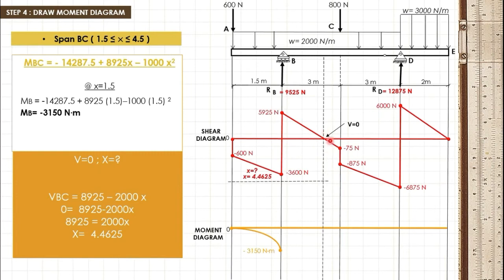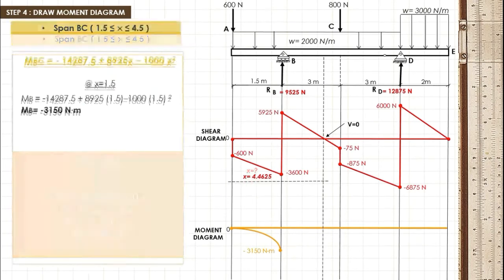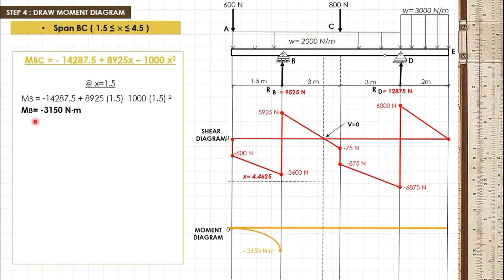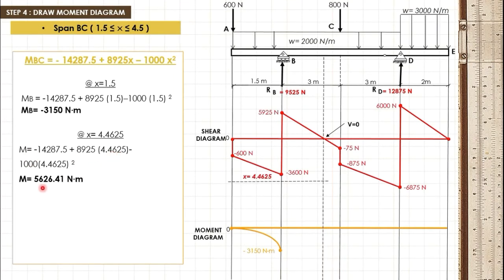So we can now compute for the moment at this point by using the value we have computed for x. By substituting the value of x to this moment equation, we get 5,626.41 Newton meter. Since we have a positive moment, we have to plot it above our reference line. Now at point C, where x is equal to 4.5 meter, by substituting the value of x to this moment equation, we get 5,625 Newton meter. So we can now plot it here.